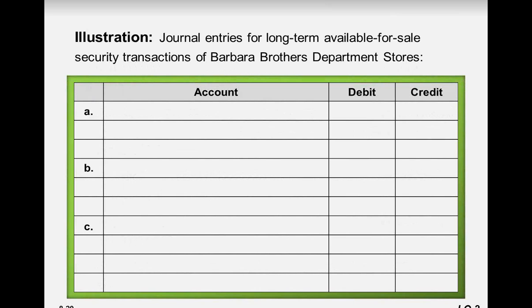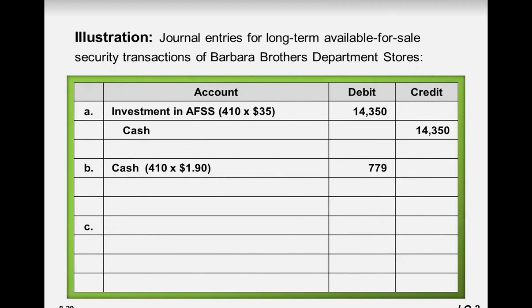So first, we need to record the available for sale. We have our investment. We paid $35 a share for 410 shares, and spent cash for that. Second, we received a dividend of $1.90 per share. We have 410 shares and recorded that as dividend revenue.